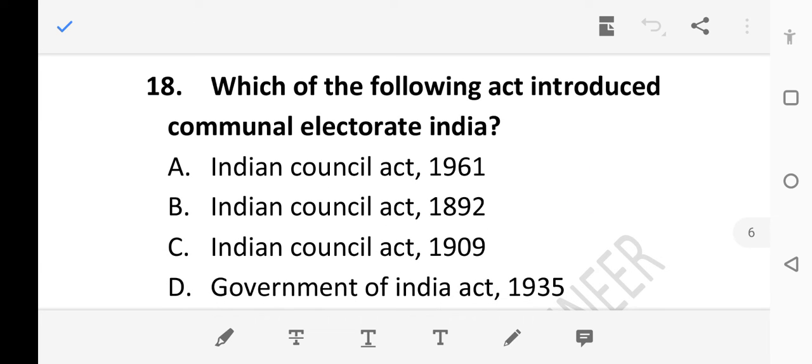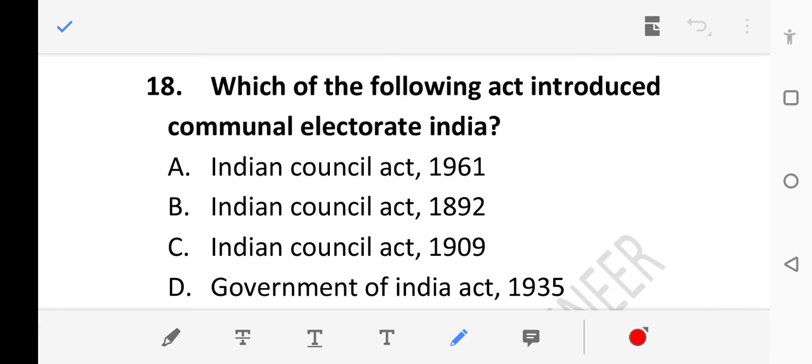Indian Council Act 1892, Indian Council Act 1909, Indian Council Act 1961, Government of India Act 1935. The option number C is the right answer. The Indian Council Act 1909 introduced communal electorate in India.